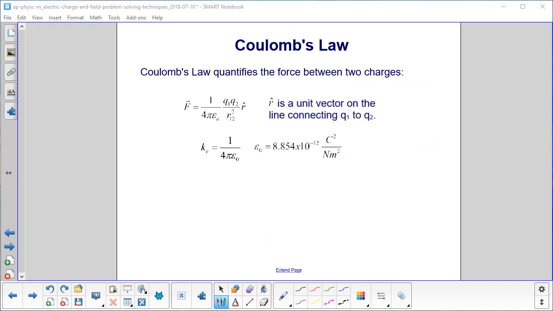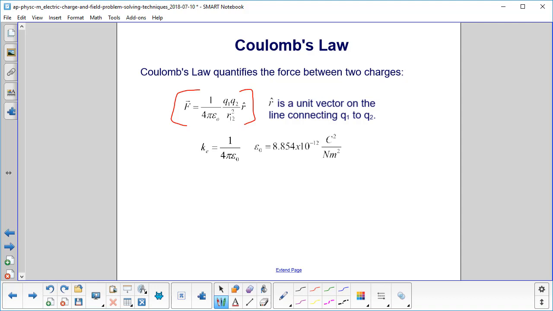Coulomb's law quantifies the force between two charges, and in vector form it also shows you the direction. The force is 1 over 4 pi epsilon 0 times Q1 Q2 over R12 squared, where R12 is the distance between charges 1 and 2. Don't read it as R12. And R hat is a unit vector, which is on the line connecting Q1 to Q2 with a magnitude of 1.